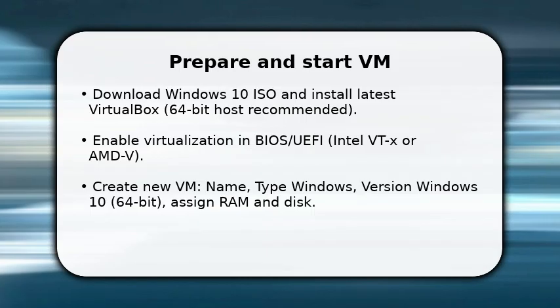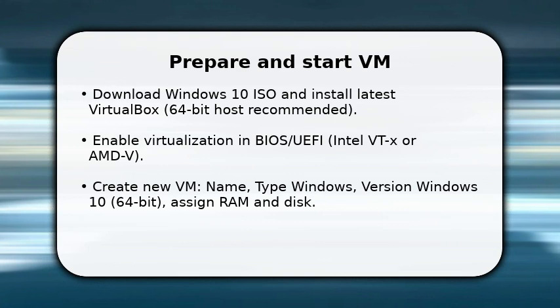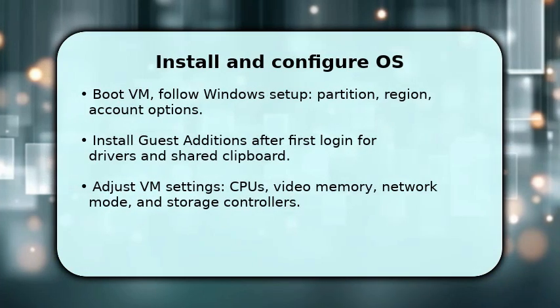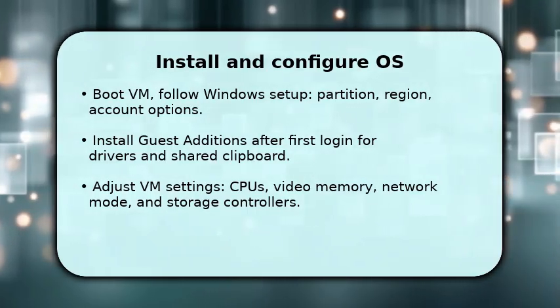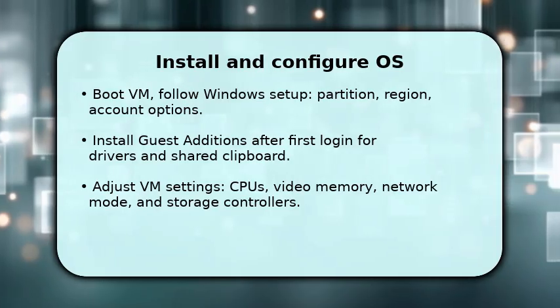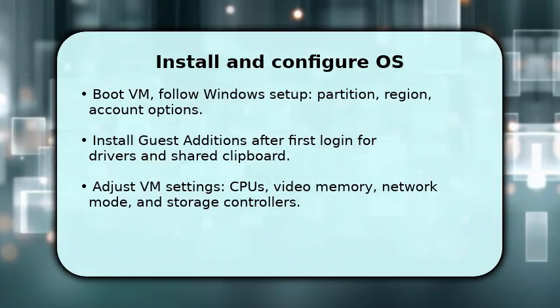Once done, attach the ISO to the VM's optical drive. This gets you from 0 to a bootable installer ready for the next stage. Start the VM and watch the Windows installer boot from the ISO. You'll choose language, time, and disk partitioning. Pick the VDI you created and proceed.